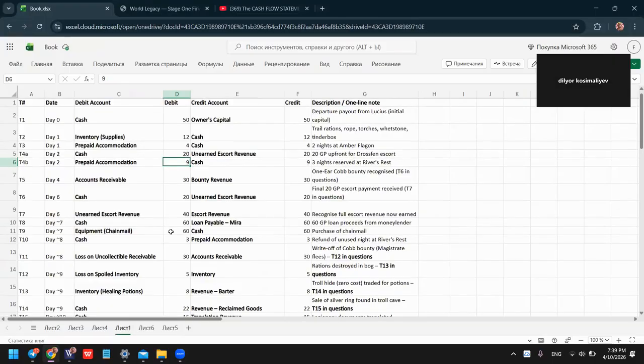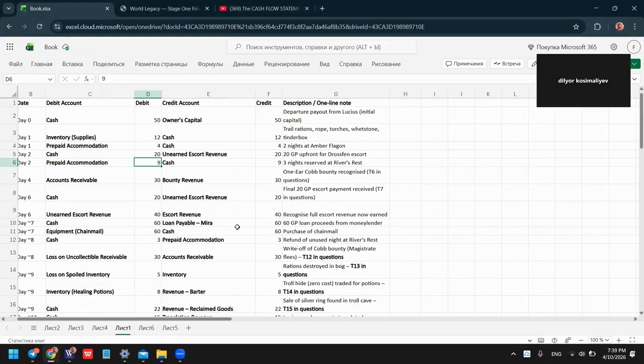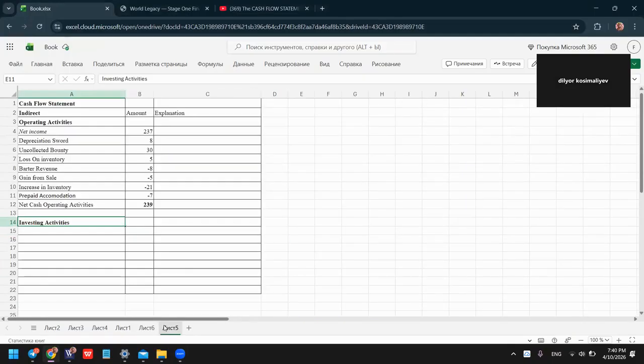So let's go. First things first, investing activities. It's this one. So we bought this chainmail. No, we got it fixed or something. I guess, yeah, she got it fixed. So she spent this for fixing her armor or something in chainmail.